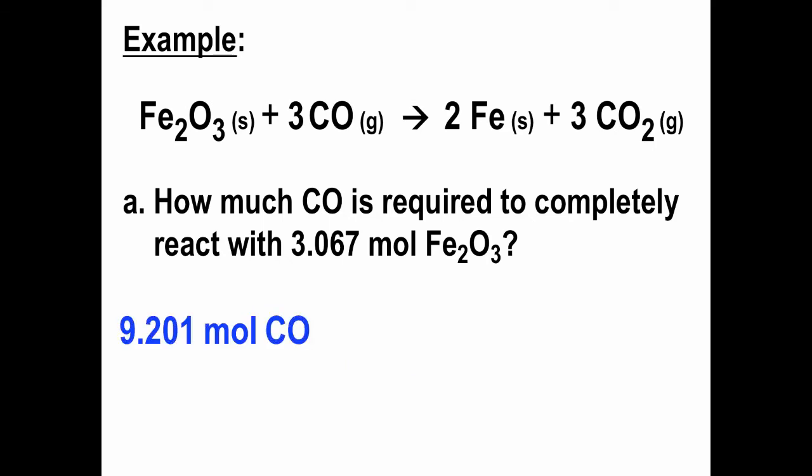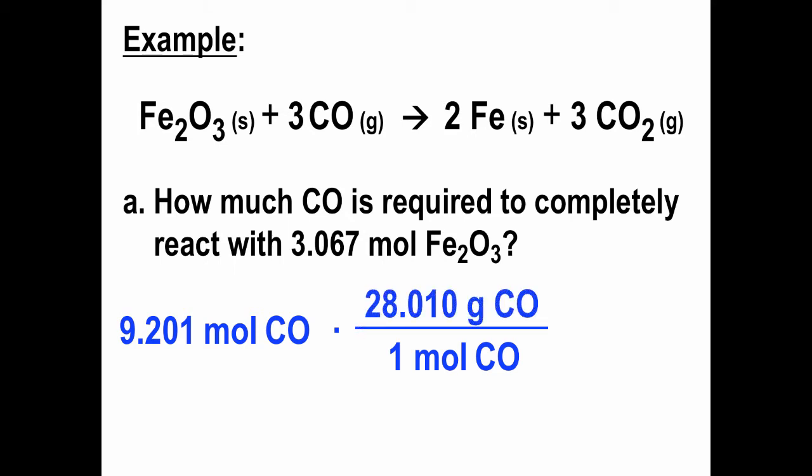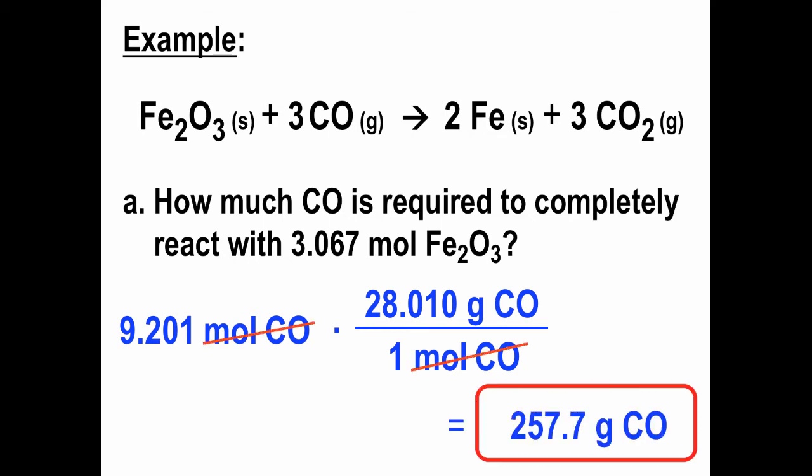If we want to convert from moles to grams, that's something you should know how to do at this point. Use the periodic table, determine the molar mass of carbon monoxide, 28.01 grams per mole, and then convert from moles of carbon monoxide to grams of carbon monoxide, and in this case the answer is 257.7 grams of CO.